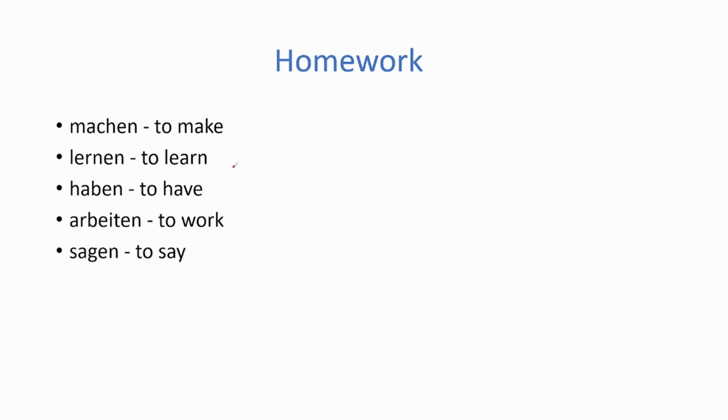I have a homework for you. I'm giving you 5 verbs and you have to write 5 sentences, each with one verb. Machen, that means to make. Lernen means to learn. Haben means to have. Arbeiten means to work. And sagen means to say. Alright, this is your homework.